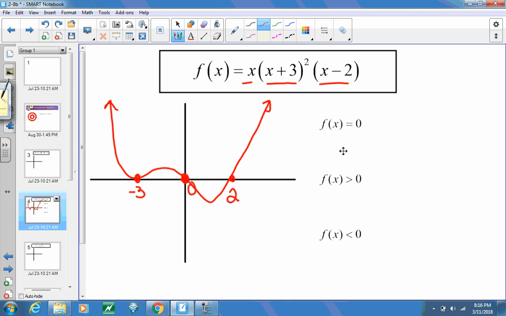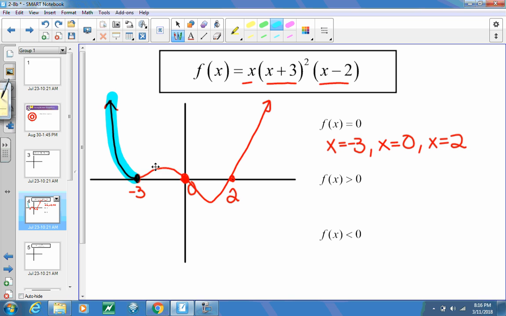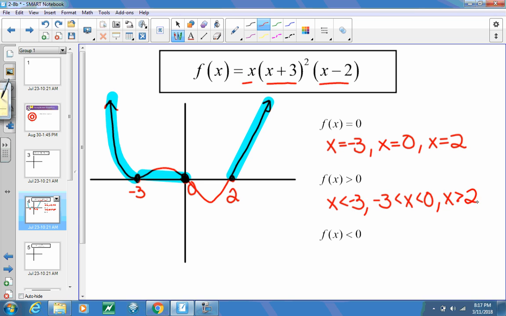So when I look at my function, when is it equal to 0? Well, that's going to be when x is equal to -3, when x is equal to 0, or when x is equal to +2. When is our function going to be greater than 0? The reason we have this graph is so that we can easily see where the graph is above our x-axis. And I see that it is above our x-axis when x is less than -3, between the interval of -3 and 0, and also when x is greater than +2.